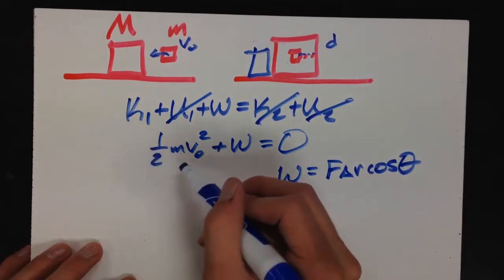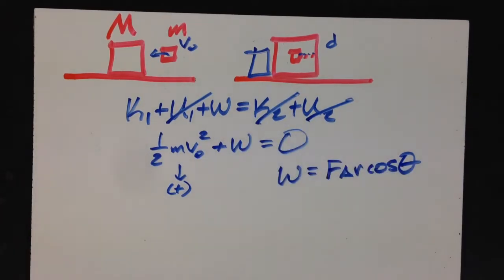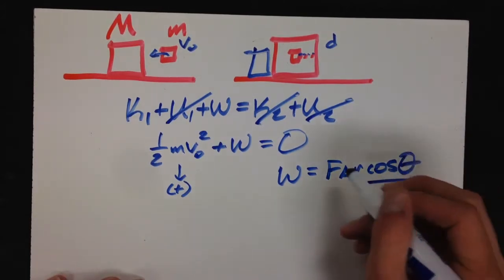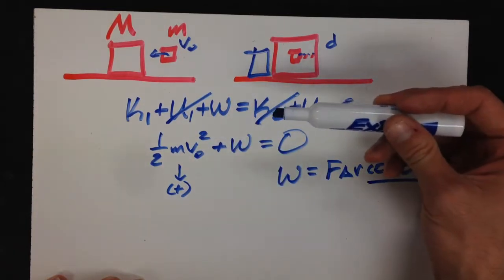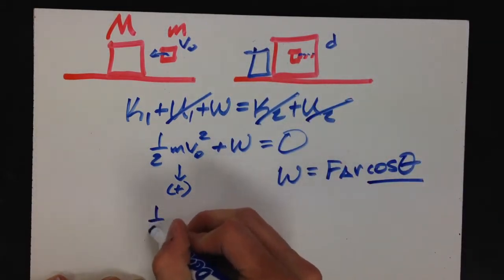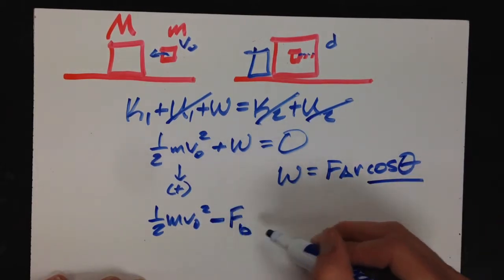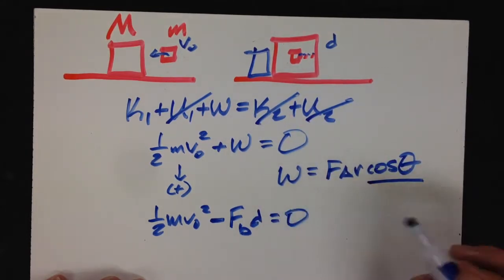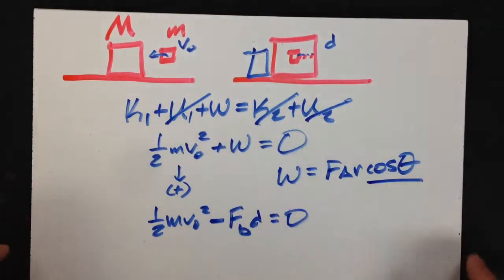Now, KE is always positive. So in order for this to be 0, this work has to be negative. Why that works out is you think cosine theta. That theta is the angle between the force and how the bullet moved. So the bullet moved this way into the block. Friction had to be in the opposite direction. So I have 1/2 m v naught squared minus the force, which was just whatever force was from the block, times d equals 0. Okay, that's our setup for the first situation.